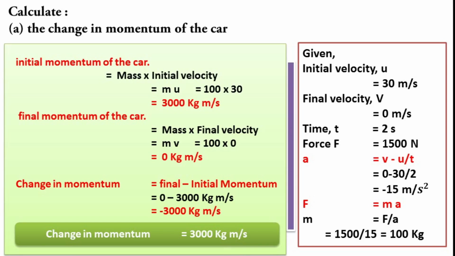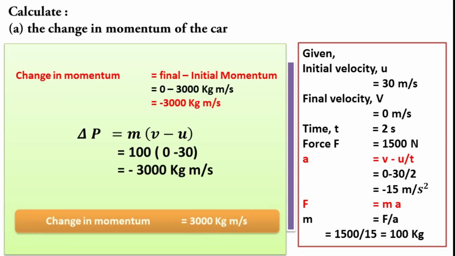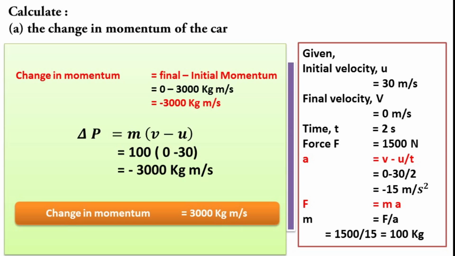We may do it in other way too, that is delta P is equal to m into v minus u. Substituting the values, 100 into 0 minus 30, which is equal to minus 3000 kilogram meter per second. So change in momentum delta P is equal to 3000 kilogram meter per second.